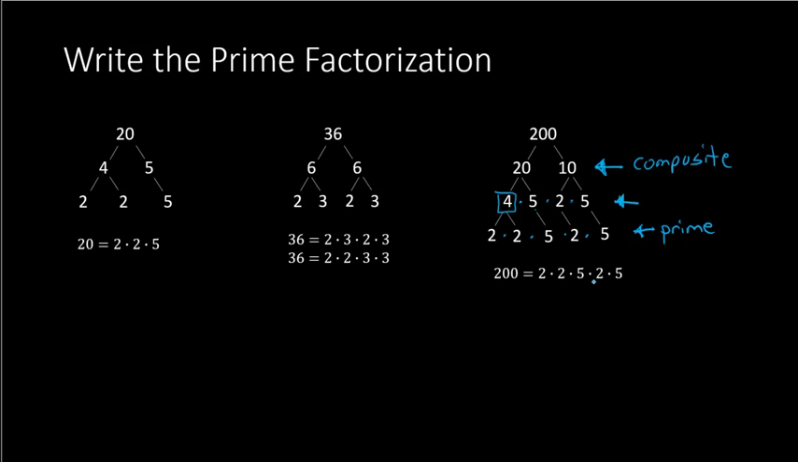And again, typically it's best practice to write these in order from least to greatest. So put the 2's together and then the 5's together. So we have 3 2's multiplied and then 2 5's multiplied together. So we have 2 times 2 times 2 times 5 times 5. And this would be the prime factorization of the number 200. So that is the process of prime factorization.